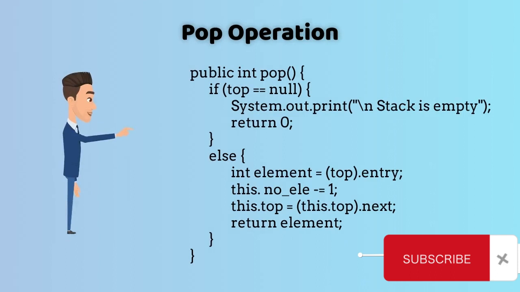Pop operation. In pop operation, first we have to check if stack is empty or not. After that, the top value should be returned and the count is decreased by 1.